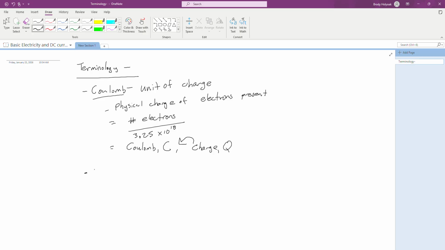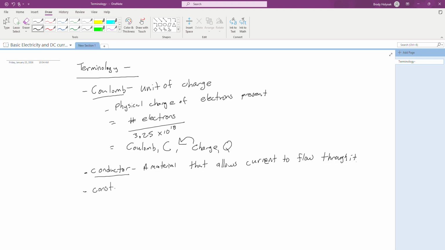All right, our next terminology word is conductor. And in the electronics world, a conductor is a material that allows charge or current to flow through it. Okay, so pretty simple. A conductor allows current to flow through it.